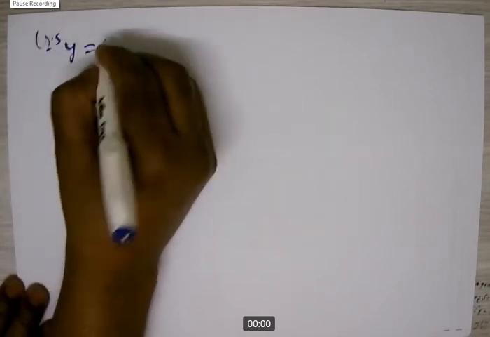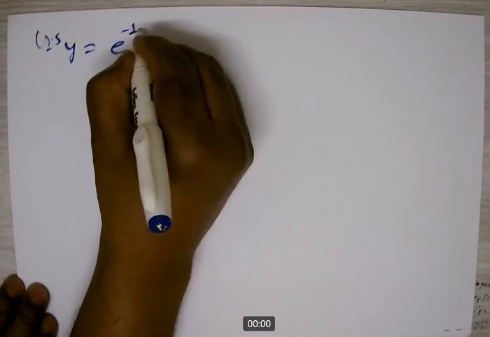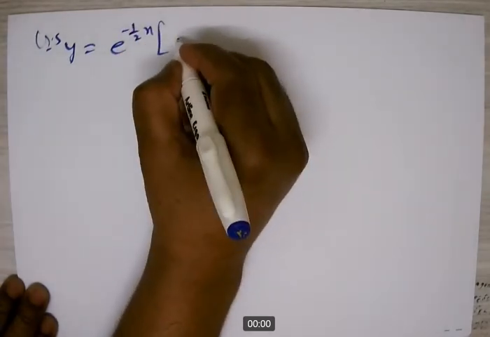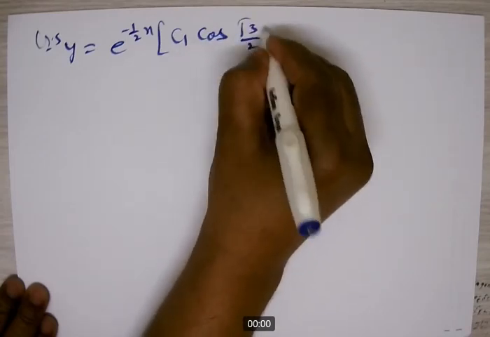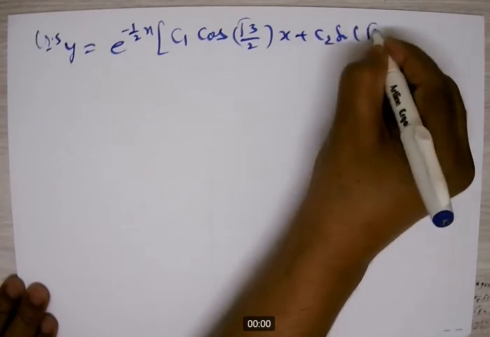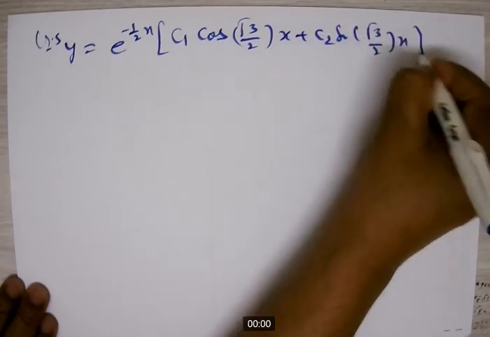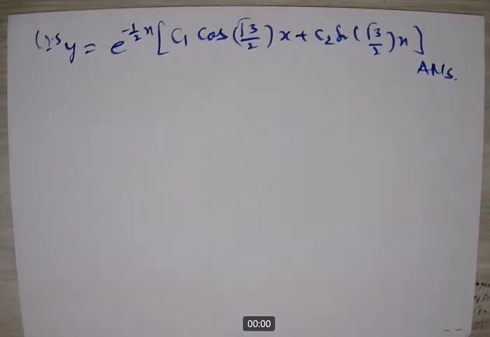Now the general solution is what? Just write here: the general solution is y = e^(−1/2 x) [c1 cos(√3/2 x) + c2 sin(√3/2 x)]. This is the answer when the roots of the auxiliary equation are given in the complex form.